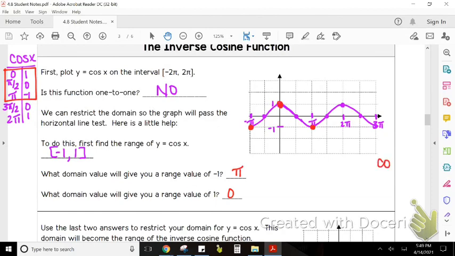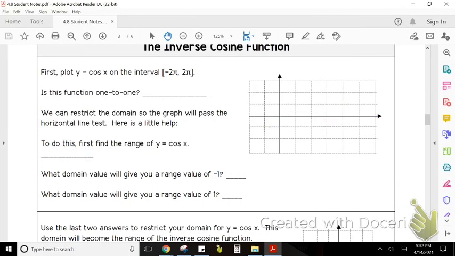And so for cosine, the inverse cosine of x, we're going to switch those x's and y's. So my new x's are... I'm sorry, my new y's are 0, pi over 2, and pi. My new x's are 1, 0, and negative 1. Alright, so I'm going to move my graph up here so that I can graph it.